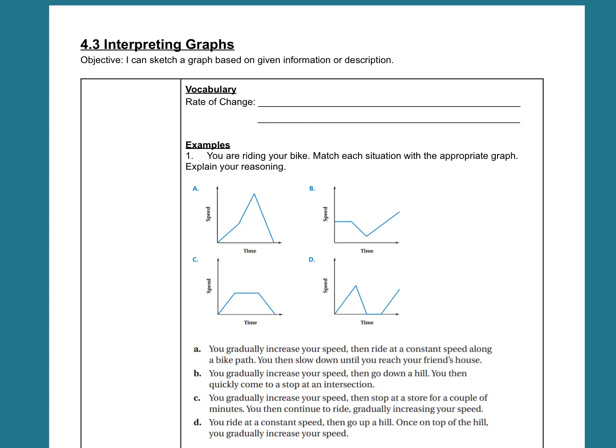For this lesson, we're going to look at how we can interpret graphs. So we're going to start by talking about a rate of change, just briefly. We're going to go into this in a later lesson or unit. But the rate of change is talking about the slope of a line, which for what we need right now is the steepness, so how steep a line is.